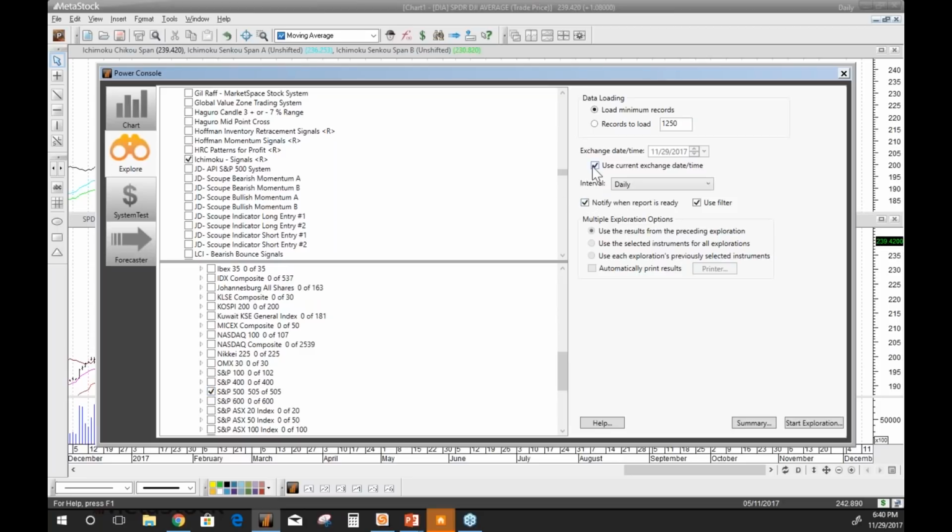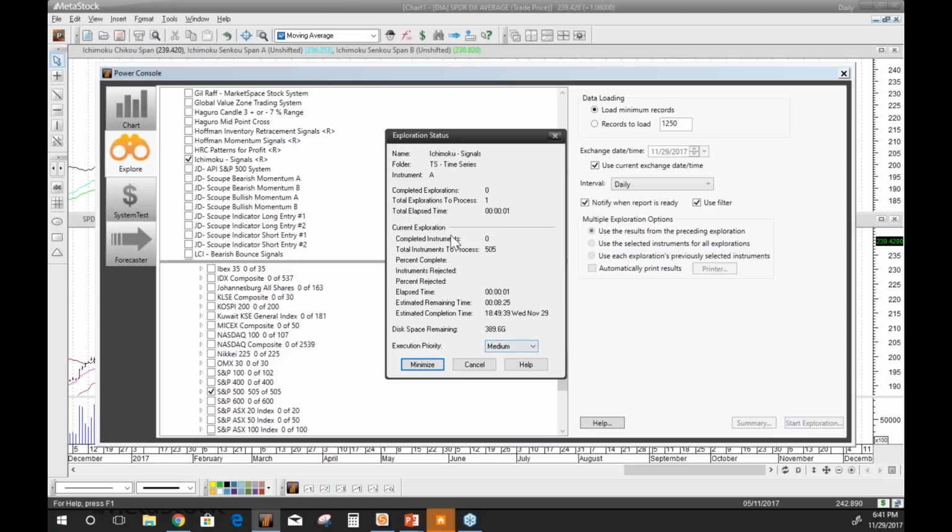Over here I'm going to scan for stuff today. So we're going to use the current date and time. And here I can say, well, I want to do daily, or I want to do weekly, or do I want to do monthly. And if you want to do intraday, you can. And you can even customize it if there's not a periodicity or a time frame on here that you like. You can pretty much pick anything that you want. I'm going to go ahead and start this scan.